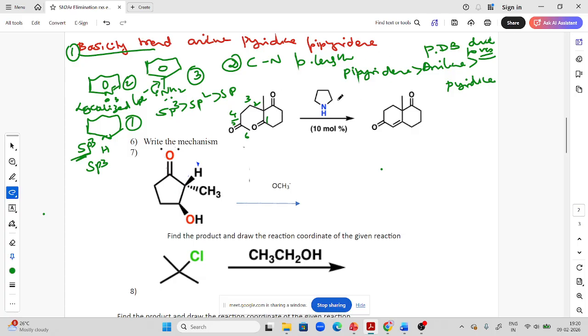Is this a base? Yes, ma'am. It's a base. What is this molecule?